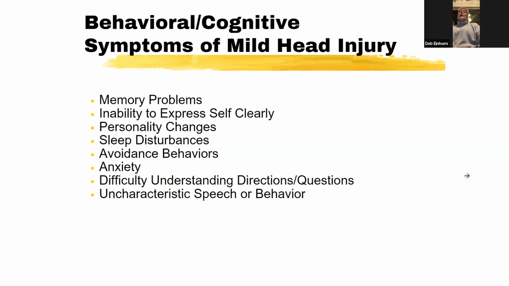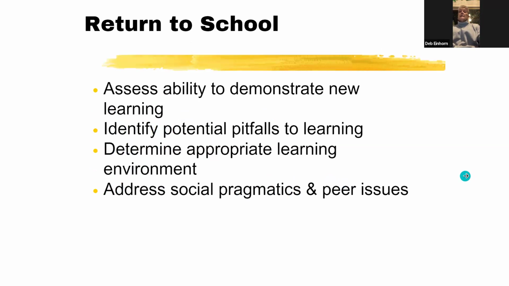Some behavioral and cognitive symptoms of a head injury would be memory problems, inability to express oneself clearly, personality changes, sleep disturbances, avoidance behaviors, anxiety, difficulty understanding directions or questions, or uncharacteristic speech or behavior. These are all things that would require some accommodations. So that's where advocacy would come in for children with a brain injury: getting them appropriate accommodations for these kinds of symptoms.